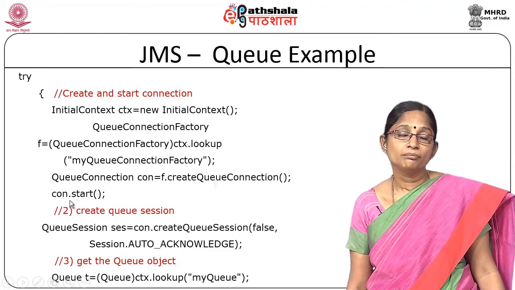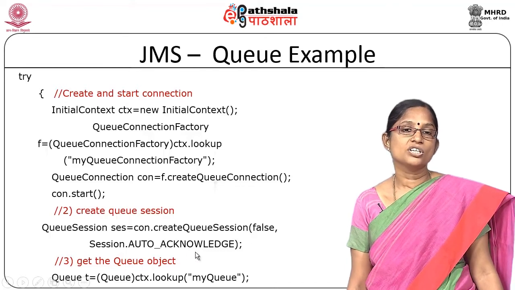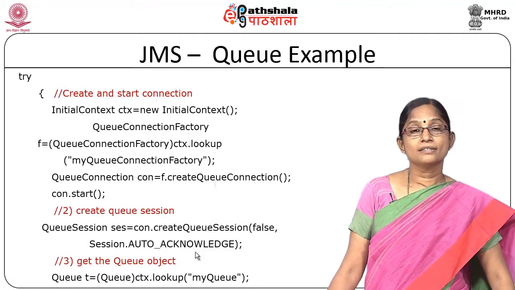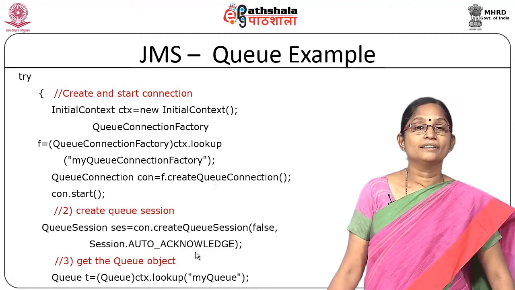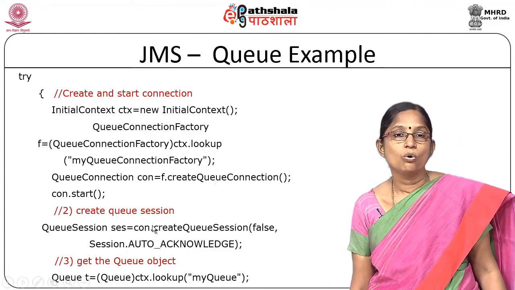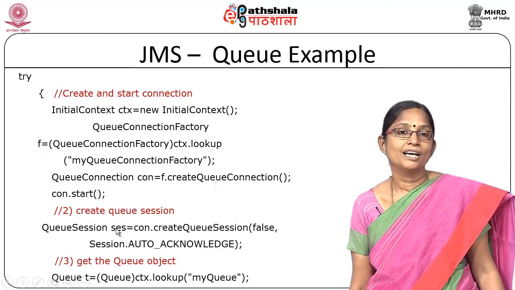Again, from the connection, we are supposed to create the session. So, we call upon this connection object, then con.createQueueSession(false, Session.AUTO_ACKNOWLEDGE). That is the acknowledgement: once the message has been received, the acknowledgement will be sent automatically. That is why we give AUTO_ACKNOWLEDGE. So, over the connection we create the queue session, and the handle is passed on to the variable called session, where session belongs to the class type QueueSession. Now, we have to operate on the session object.